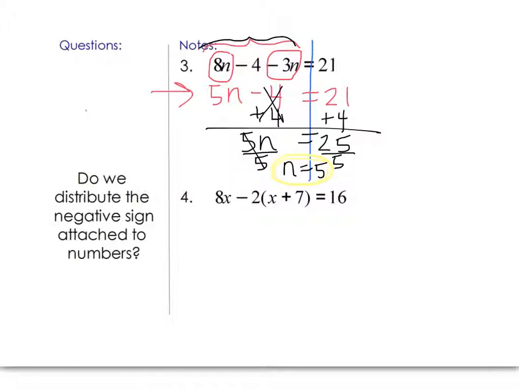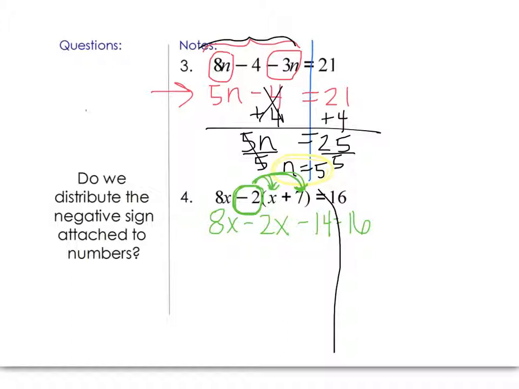Well, now this one, I have some parentheses. I'm going to distribute this negative 2 to everything inside your parentheses. It goes to everything. It goes to the plus x and the plus 7. So I get 8x, negative 2 times x gives me minus 2x. Negative 2 times positive 7 gives me minus 14. And that equals 16. There's my line going through my equal sign.